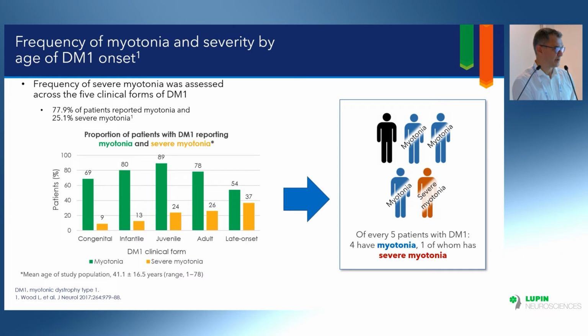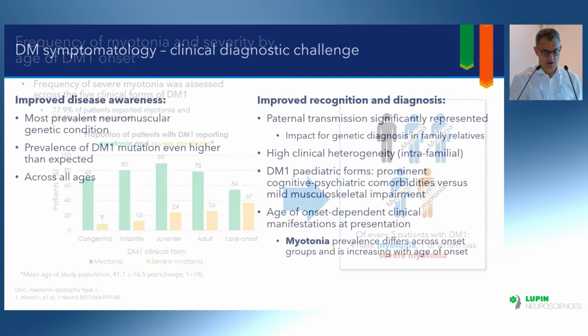Of every 5 patients with DM1, 4 of them have myotonia, and 1 of them will have severe myotonia. So this is truly a myotonic condition that can make patients interested in therapy to treat these symptoms.